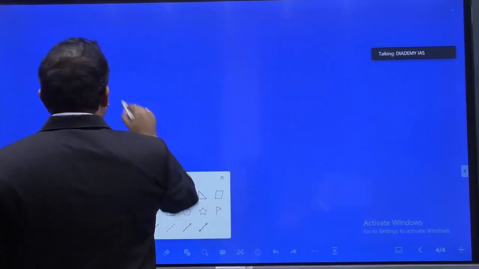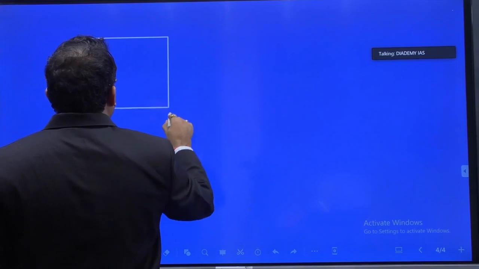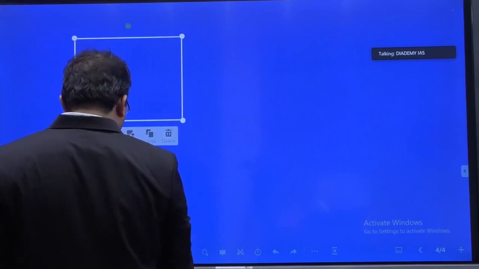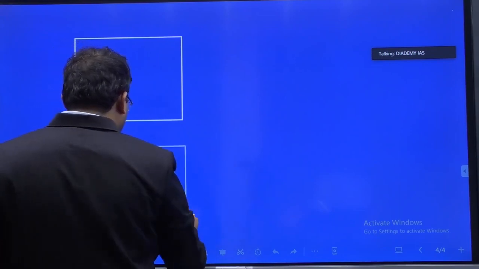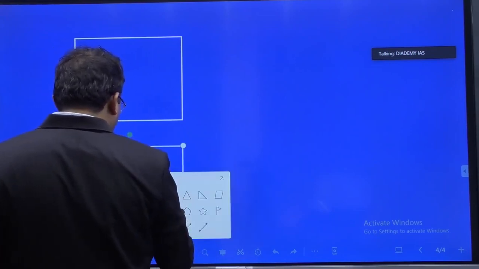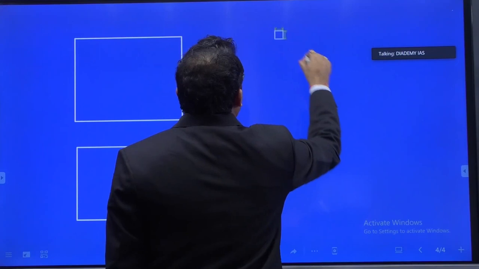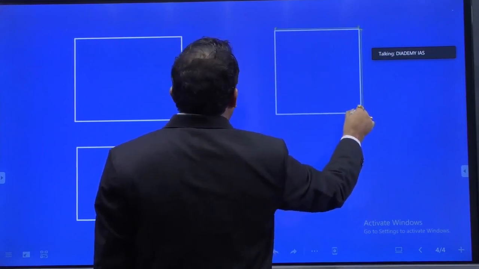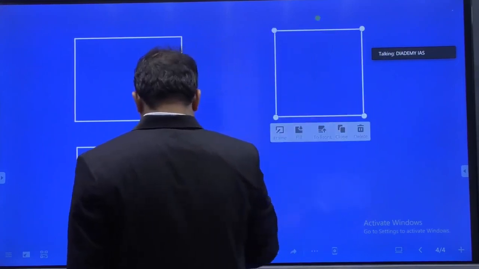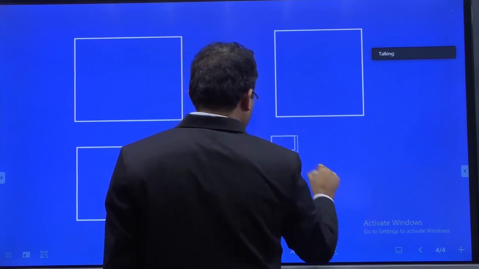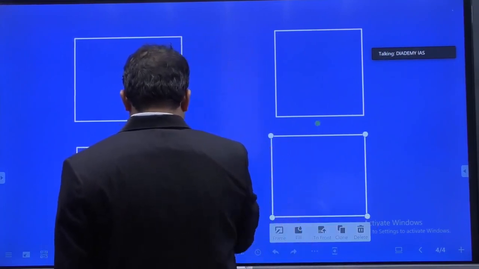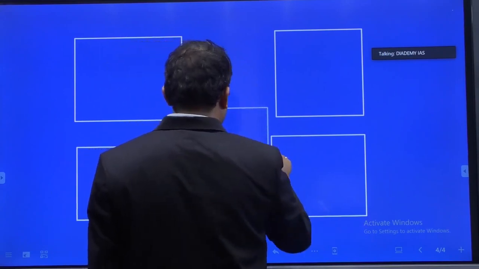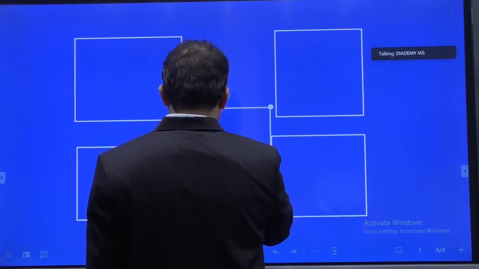Is it helping you, everyone? Should I just explain the ready-made figures or should I draw in front of you? What do you think? Is drawing helping you, everyone? Or should I just explain and skip drawing? I think drawing will deepen your concept. It will make you more clear about this, right? Looks interesting.